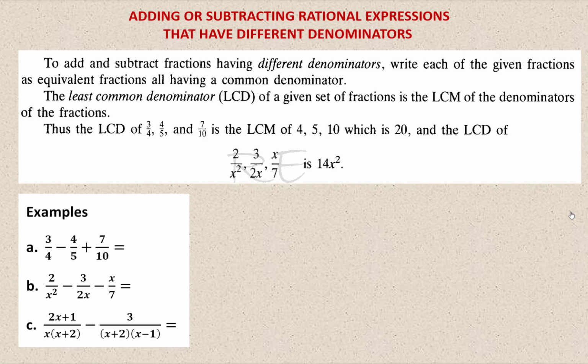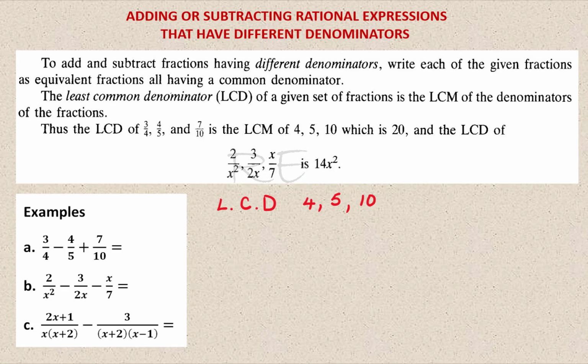To add and subtract fractions having different denominators, we need to write each of the given fractions as equivalent fractions having a common denominator. For that purpose, we use the least common denominator, which is the least common multiple of the denominators of the fractions. The least common denominator between 4, 5, and 10, we're going to use prime factorization.